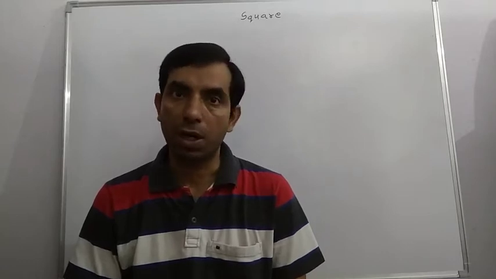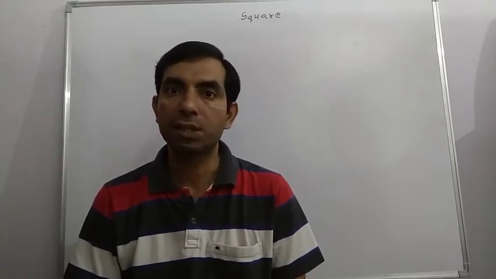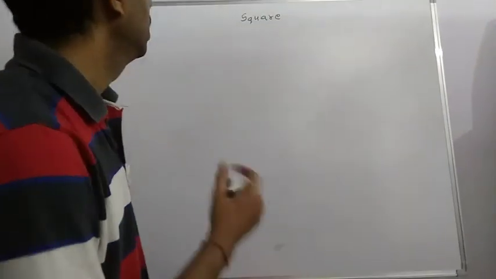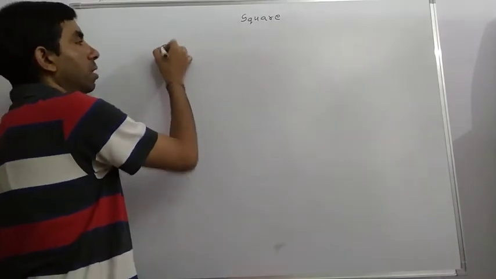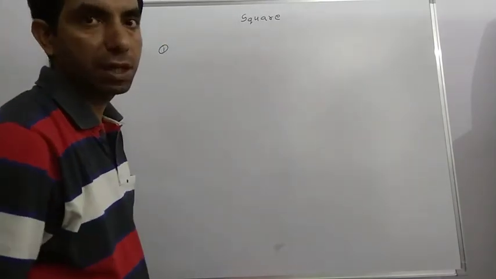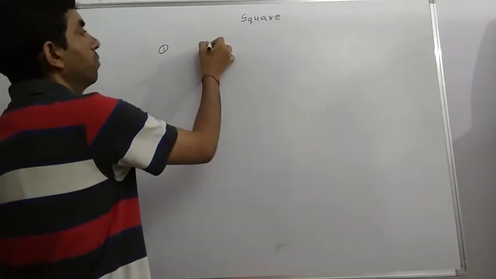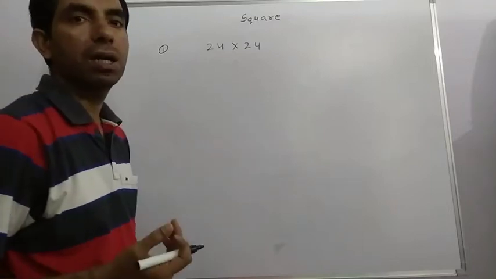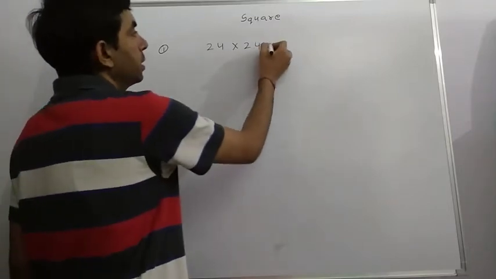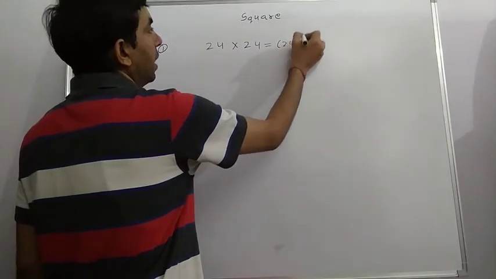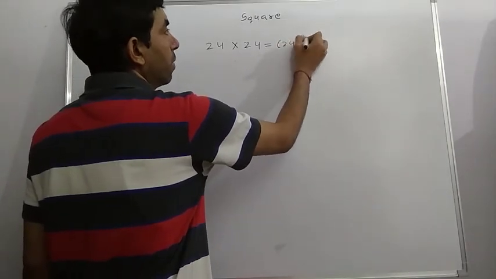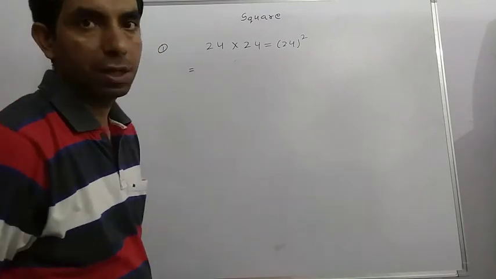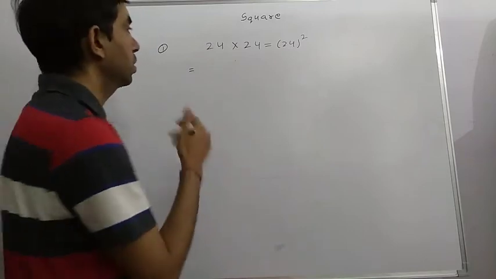Today's topic is square. Today we learn how to find the square in less than 5 seconds. So let's start our topic. Today we learn how to find the square of any number in less than 5 seconds. First we take the number 24 to find the square. Square means multiplying any number by itself. We also write it as 24 power 2. In this method we can solve it in less than 5 seconds. Let's see how we solve this question.